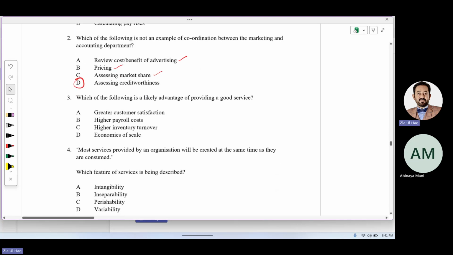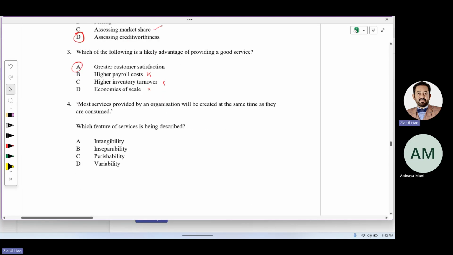Number three, which of the following is a likely advantage of providing a good service? Great customer satisfaction. Higher payroll cost? No. Higher inventory turnover? Economies of scale? No. Great customer satisfaction.